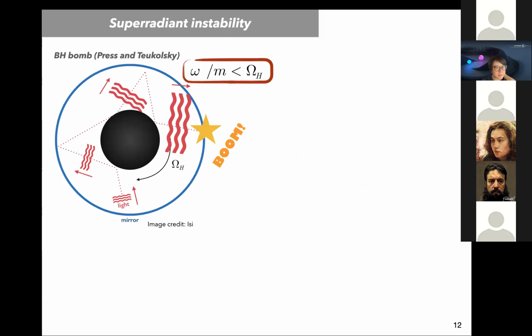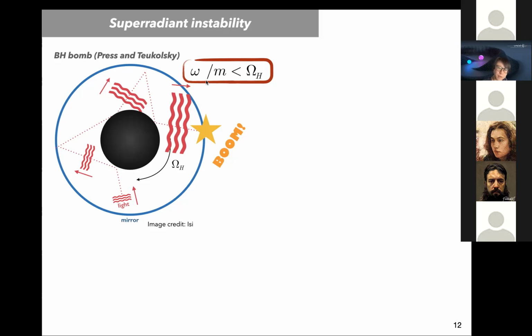Back in the 70s, Press and Teukolsky explored a scenario called the black hole bomb. If we place a perfectly reflecting mirror, the blue curve here, around a spinning black hole, and have incoming waves satisfying the superradiance condition, the waves get amplified by the black hole, reflected back from the mirror, and amplified again, back and forth. Eventually that becomes a black hole bomb. That is the so-called superradiance instability, and it requires this confinement condition. You have to have this kind of mirror there to trigger the instability.